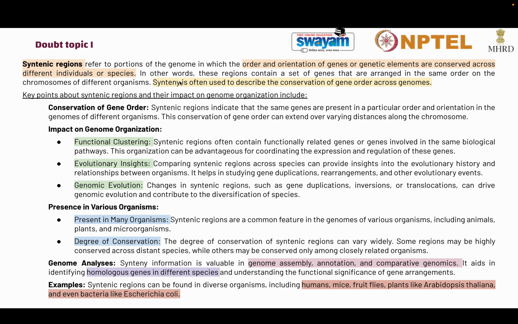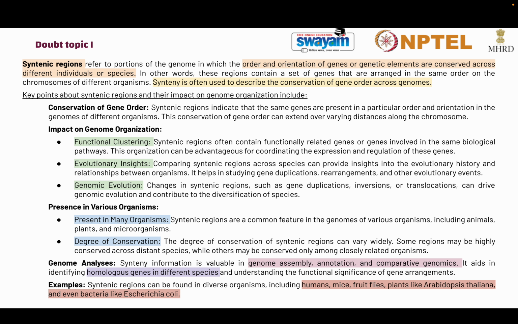This syntenic region, you will only be able to define when you are comparing. So it is a relative term, which depends. For example, if you are comparing human and mouse, and the genes which are present in the mouse are present on the same chromosome in human as in the mouse, then you will call it syntenic regions. Whereas there could be some genes in the zebrafish which are present on different chromosomes, which are present on the same mouse chromosome.